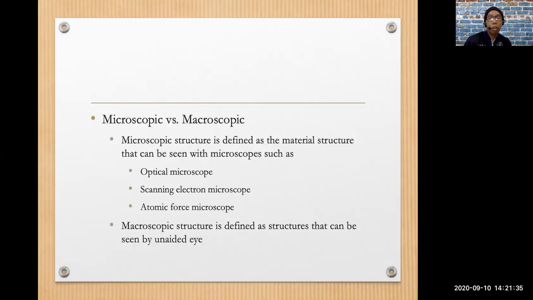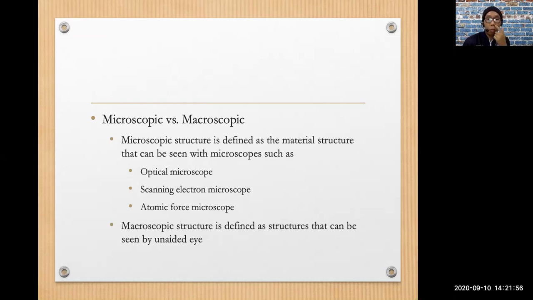Okay. Isa yun sa mga kinoconsider natin. Now, we have microscopic structure and macroscopic structure. Microscopic, from the root word micro, di ba? So defined as a material structure that can be seen with microscopes.